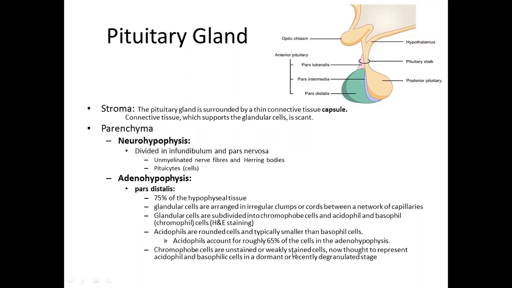Chromophobes are unstained or weakly stained cells, as the name indicates. Chromophobes are basically the cells which are not getting easily stained. They are now considered to be eosinophil or basophil cells in a dormant state, not producing any secretions, or cells which have just recently released their secretory granules. Now they are degranulated cells.